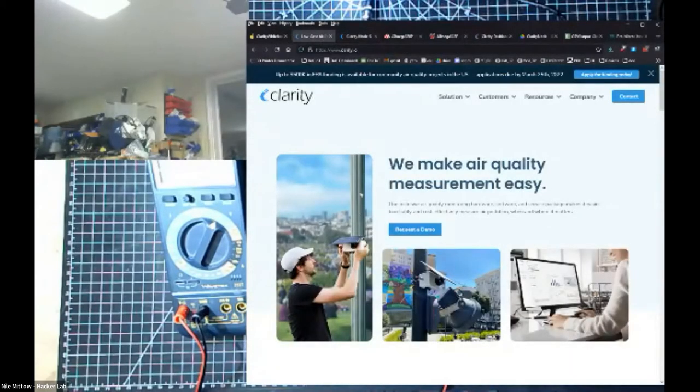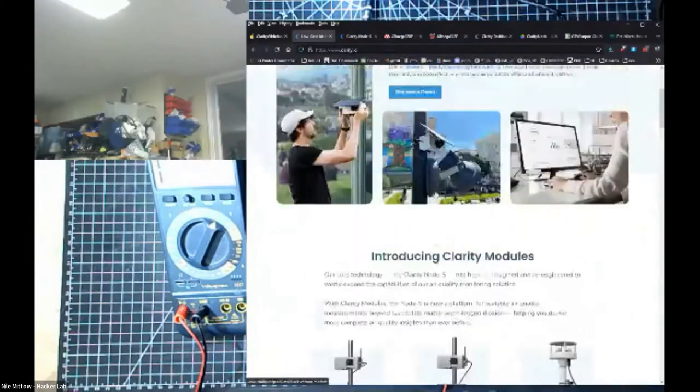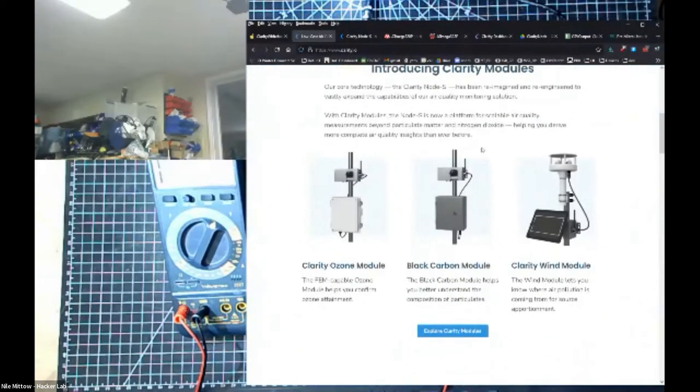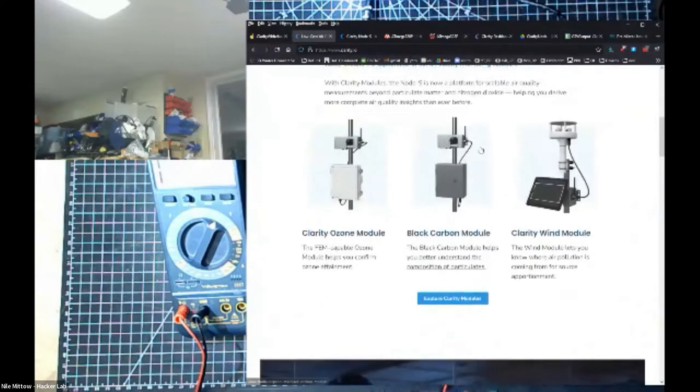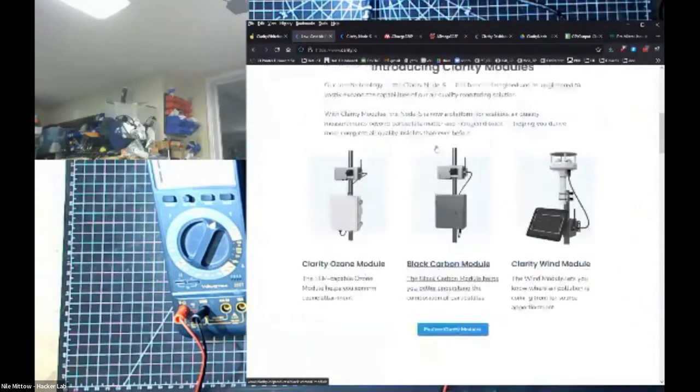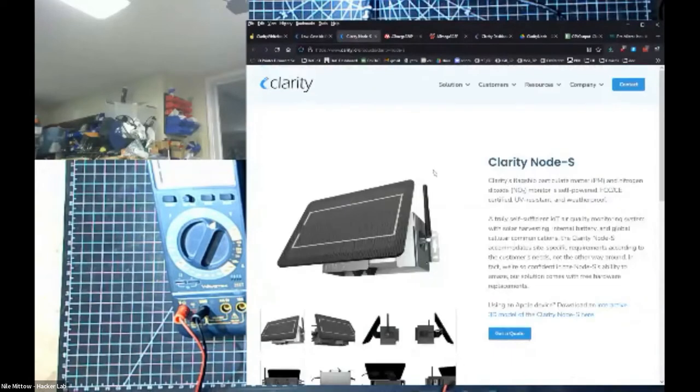So this is the Clarity website, and just a heads up, generally the minute you take something apart, you void the warranty. You can't call them and say I broke it, and when they ask why, you took it apart. But to be fair, it's still working and still logging data. If you were to see the data, there's going to be one odd data point, because it's been taking measurements in my shop, which surprisingly is not as dirty as I thought it was going to be. These use the Clarity Node S model.